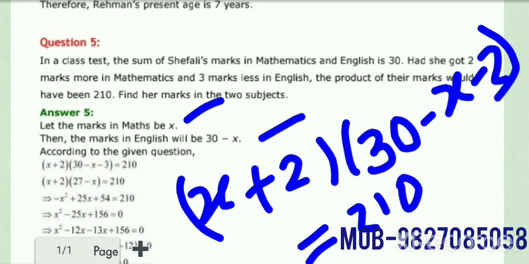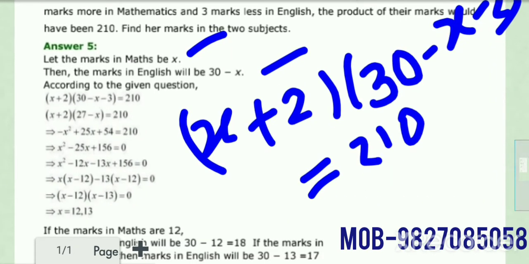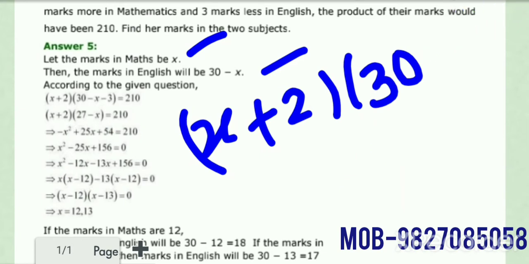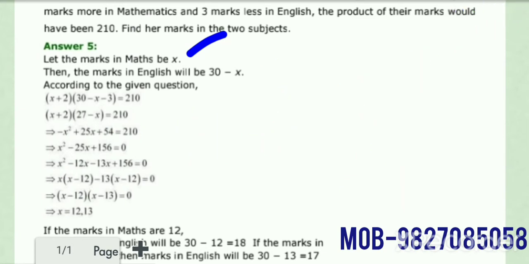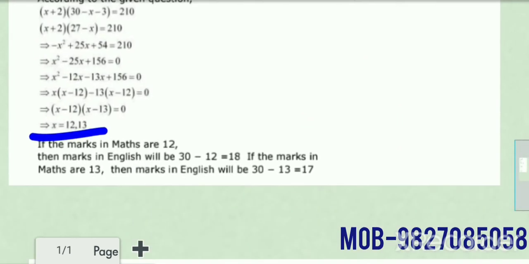Now solve for x by using the quadratic formula or the factorization method. So we got the value of x is equal to 12 or 13. Okay. If the marks of maths are 12, then marks of English will be 18. If marks of maths are 13, then marks of English will be 17. Okay.